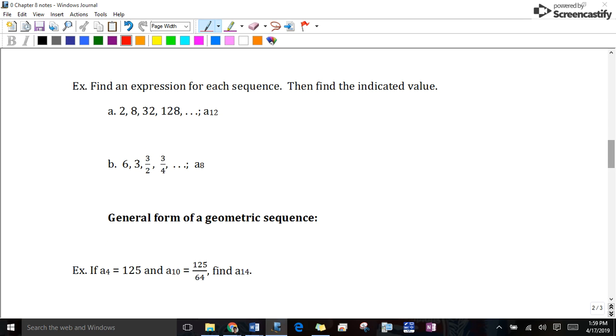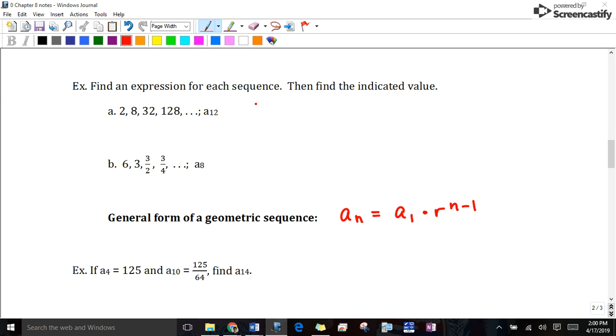So we're going to find an expression for each sequence and then find the indicated value. And just like the arithmetic sequence, we could rely on a linear function. For the geometric sequence, we're going to rely on an exponential function because we are showing multiplication. So I'm going to skip down to this general form. Any geometric sequence in which we are using that multiplication, we can write as a sub n equals a1, so our first term, times r, so we're multiplying by r, n minus 1 times to get to the indicated term.